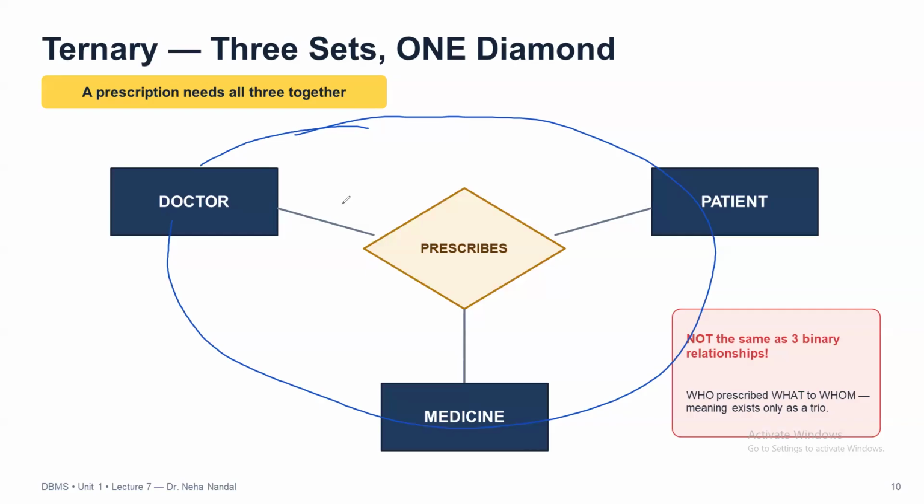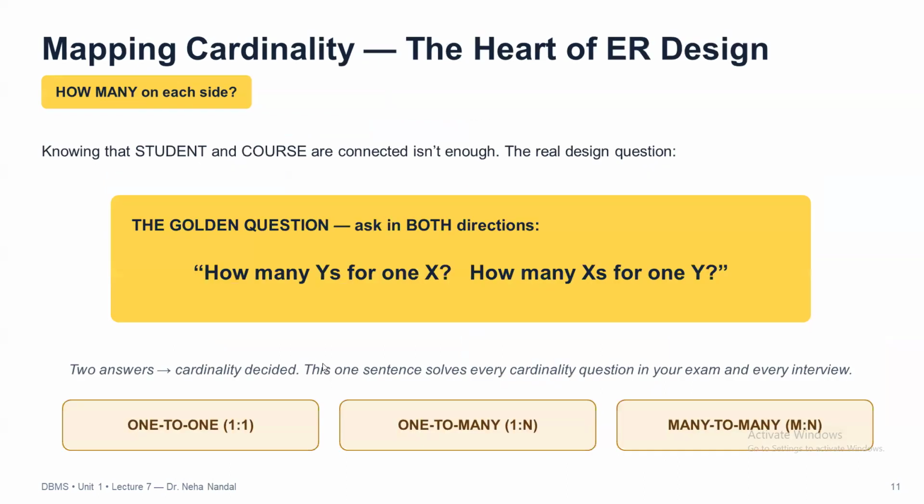Great. Now the thing is, a ternary relationship cannot be decomposed into binary relationships without losing information. Some information will be lost. So that can be your answer in your exams. Okay, so let's move further quickly to the next one.